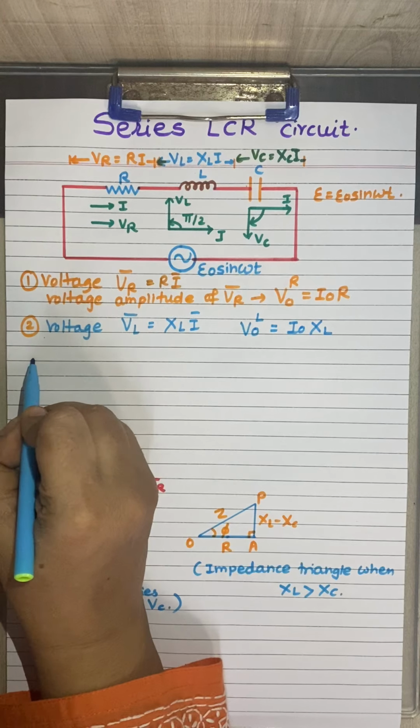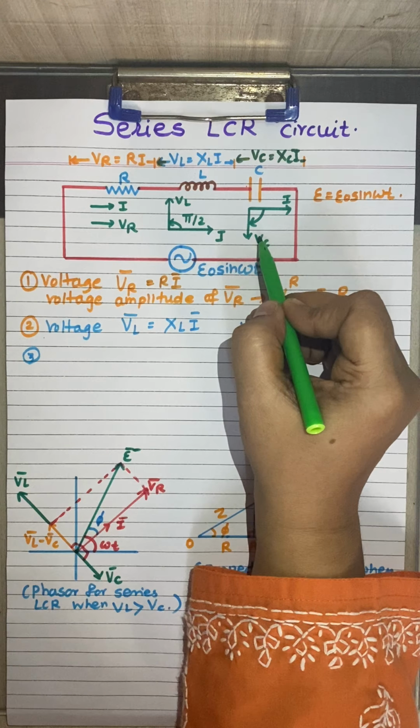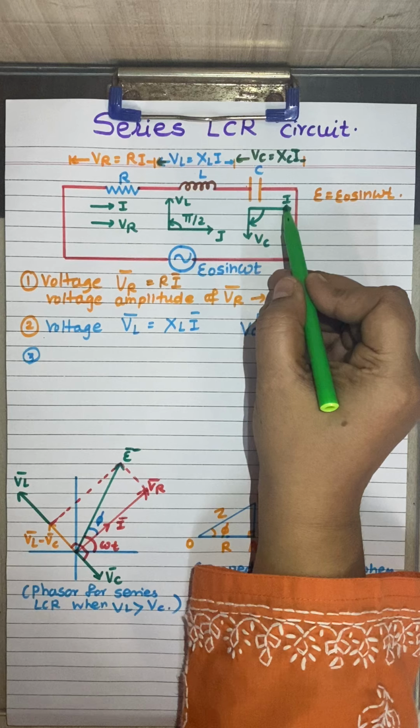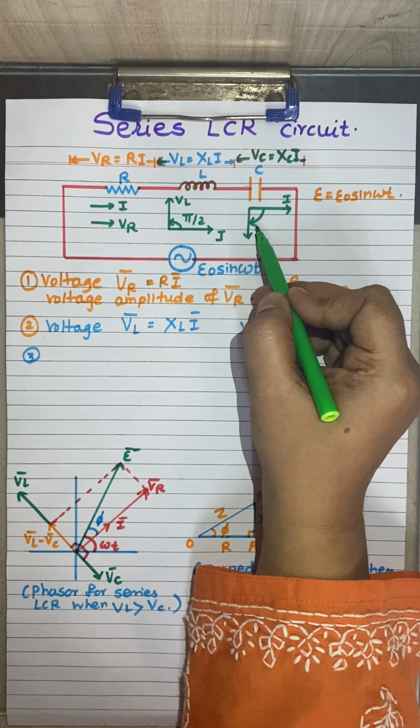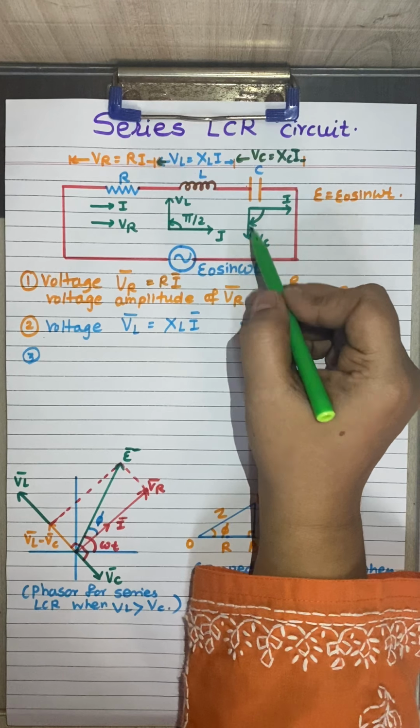Now the third case we are going to consider is the capacitor. Across the capacitor, the voltage is lagging behind the current by pi by 2 phase. Therefore, it is represented by this phasor also.